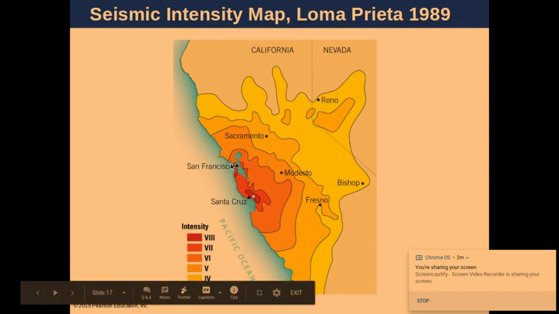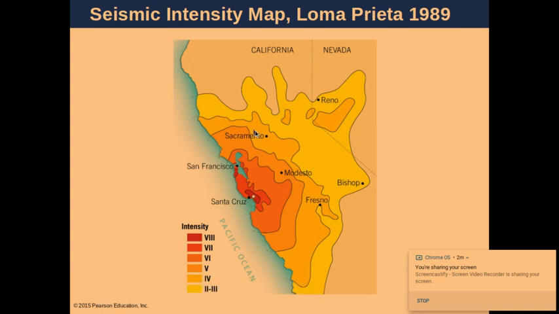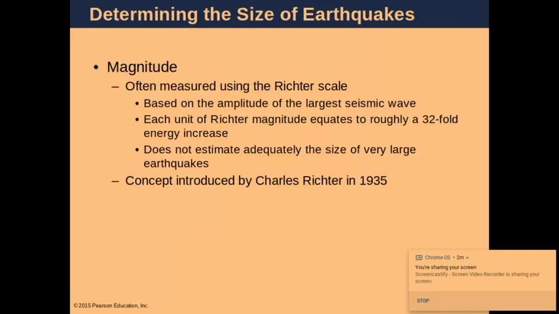And this is just showing you where the intensity was going out from there. You see some interesting stuff. It's not like a perfectly circular intensity map. That's because different types of geology and geography can change how the intensity varies with distance.